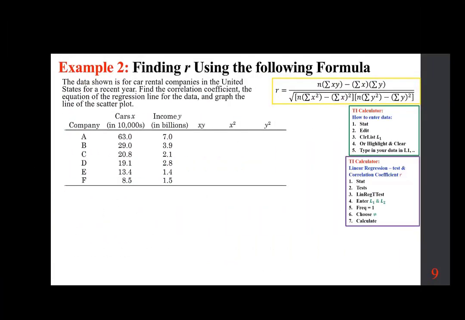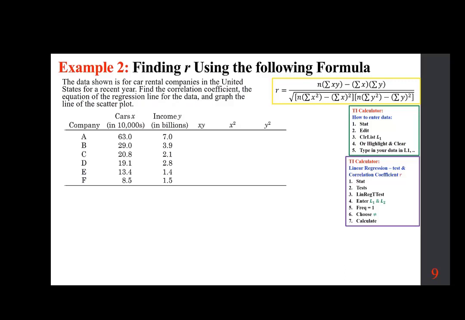The data shown is for car rental companies in the United States for a recent year. Find the correlation coefficient, the equation of the regression line, and graph the scatter plot. Okay. Again, it can be done by technology. For practice, we're going to do it by hand because it's a small data set. So as you can see, the x and the y.